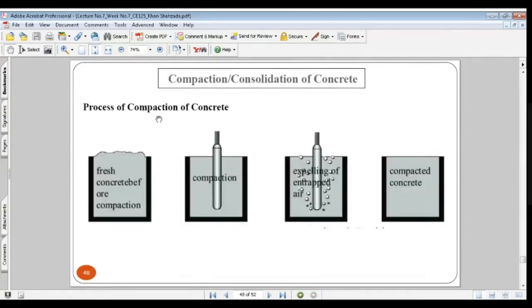Now here you can see the process of compaction of concrete. As I told you, we have this section. Then we fill this with the loose concrete. Then we compact it with the help of this vibrator. We remove the entrapped air, and after expelling the entrapped air, you can see the compacted concrete, the properly finished concrete. Now this surface has been finished as compared to this one. This one was the initial state, which was not finished. Now this is the final stage. The surface has been properly finished.